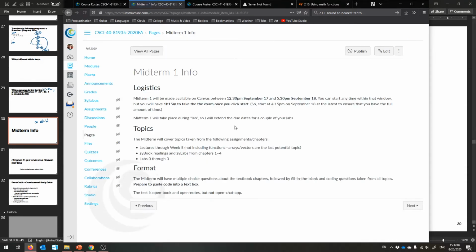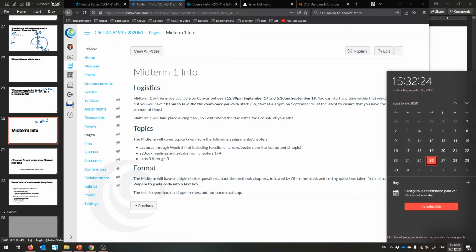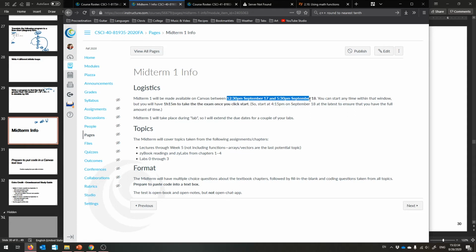So this is what's going to happen. The midterm will be available on Canvas between September 17th and September 18th, between these times. So I will have 2 office hours in between these. Okay, you can come to either one if you ever want to ask me questions, or if you want to take it in the middle of the night, you can do that, okay? So that 17th is a Thursday, and the 18th is the Friday, all right? So between those times, you can take the exam.